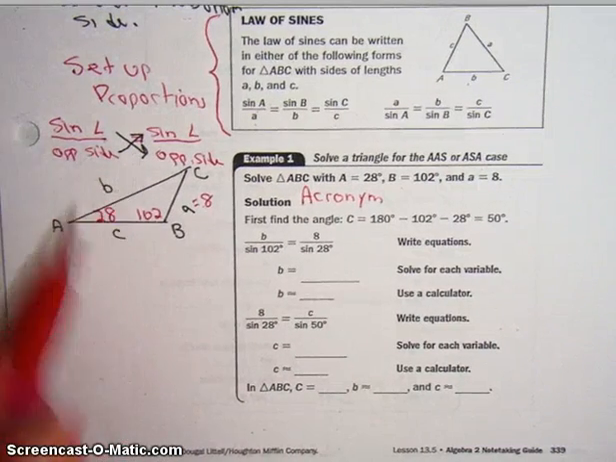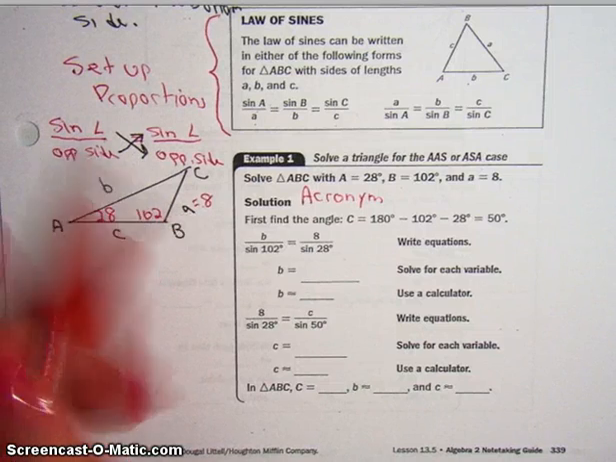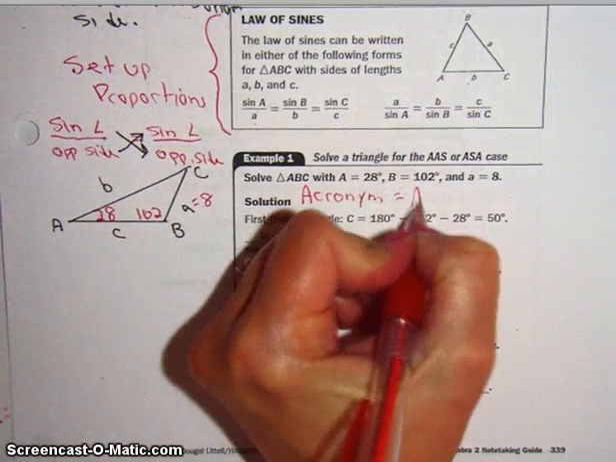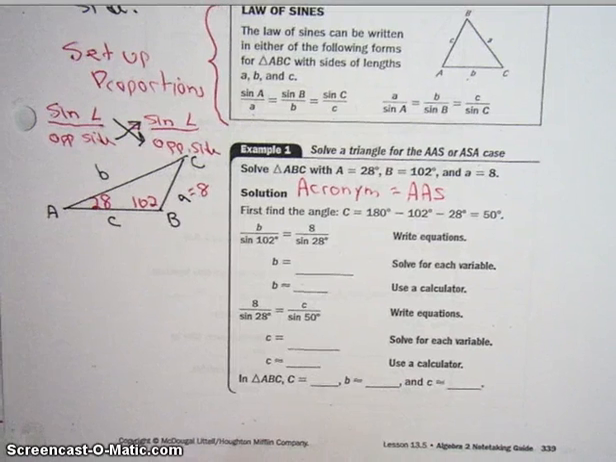So how about if I read it counterclockwise? Then I have an angle, an angle, and a side. And yes, that is one of our choices. As soon as we see AAS, we know law of sines is used. I might give that to you for a test, like which acronyms go with which law. Okay, all right, we've got to set up a proportion.